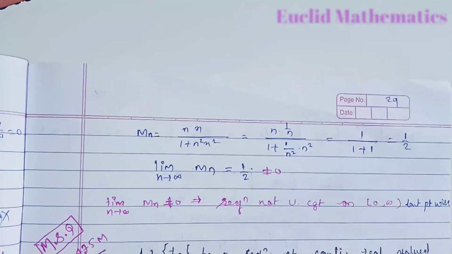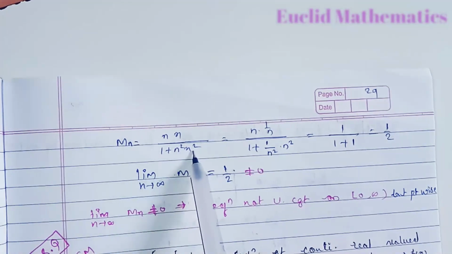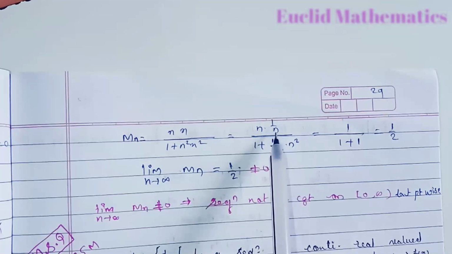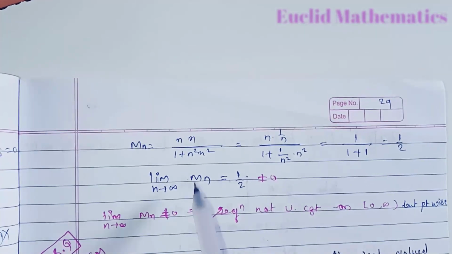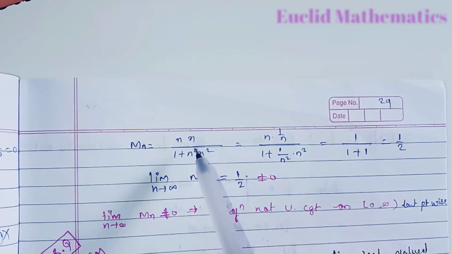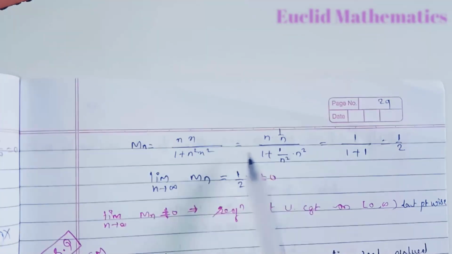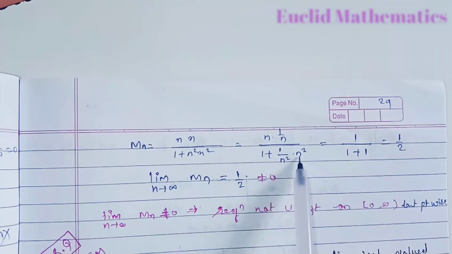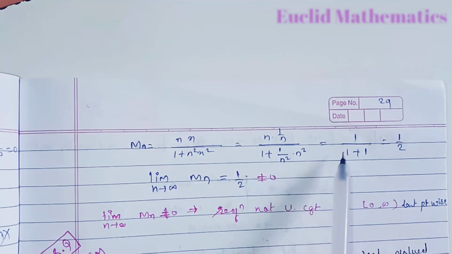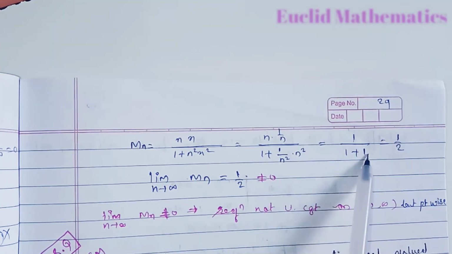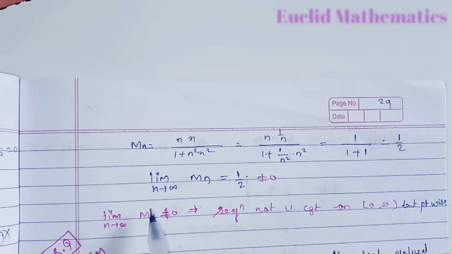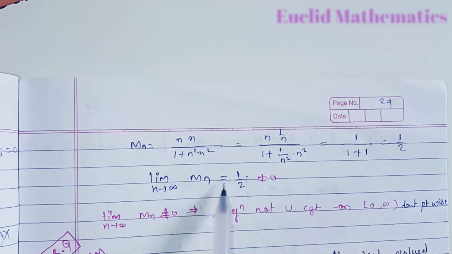So Mn is nx upon 1 plus n square x square, where x is 1 by n. We don't have to go for the negative value because Mn is in a modulus, so whether it is positive or negative doesn't matter. So n into 1 by n over 1 plus n square times x square, which is 1 upon n square. So the n cancels, giving 1 upon 1 plus 1, which is 1 by 2. So when we apply the limit n tends to infinity to Mn, we get the value 1 by 2.